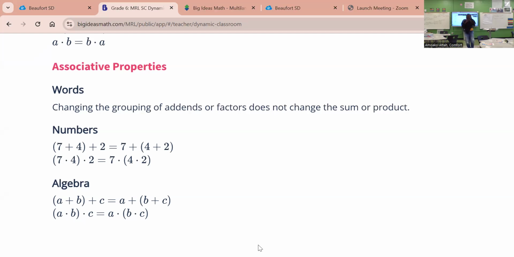All right, so we said that the commutative property is reordering the numbers, the addends or the factors, and that does not change the sum or the product. Then for associative, grouping the addends or the factors does not also change the sum or the product.